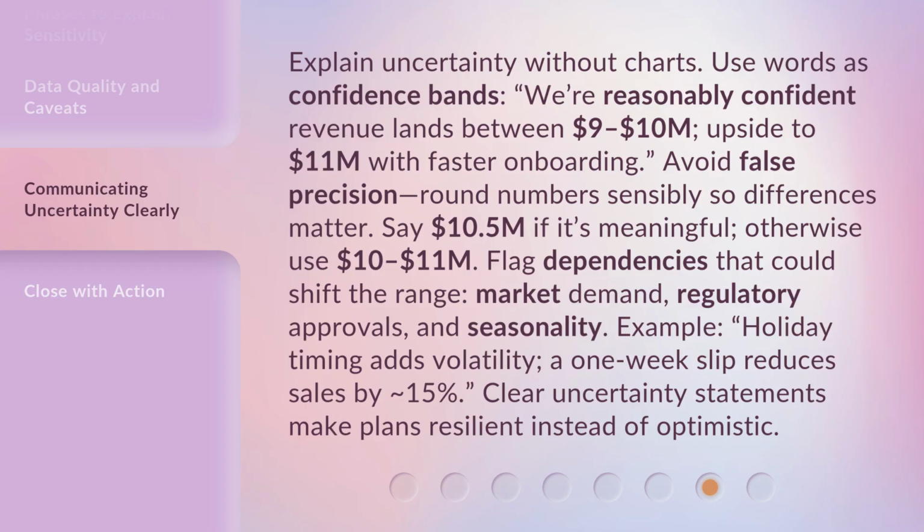Flag dependencies that could shift the range. Market demand, regulatory approvals, and seasonality. Example: holiday timing adds volatility. A 1-week slip reduces sales by approximately 15%. Clear uncertainty statements make plans resilient instead of optimistic.